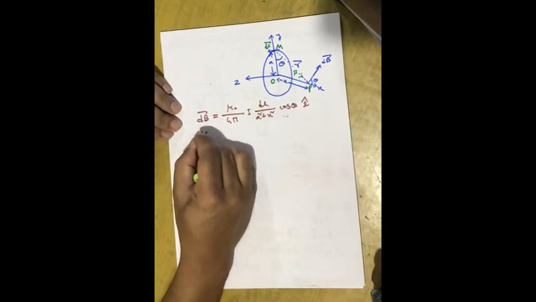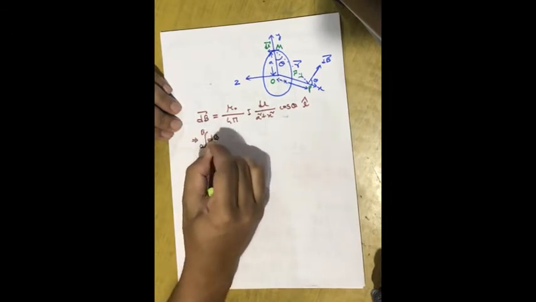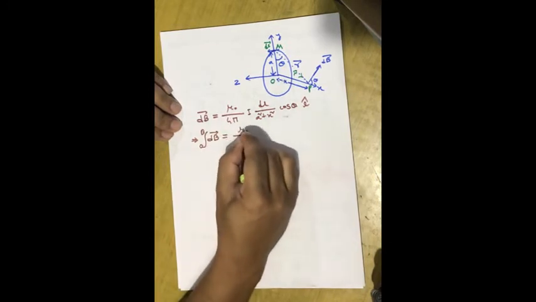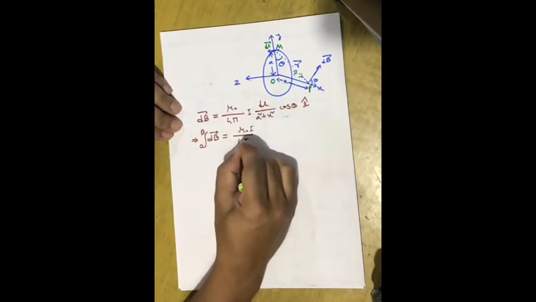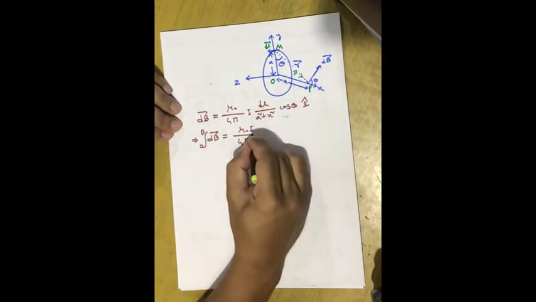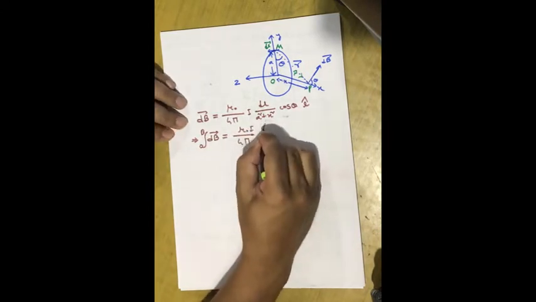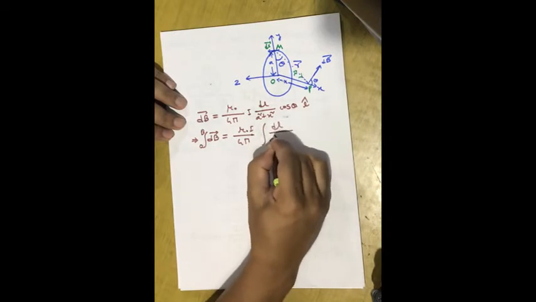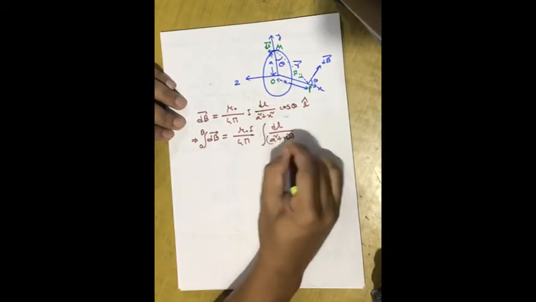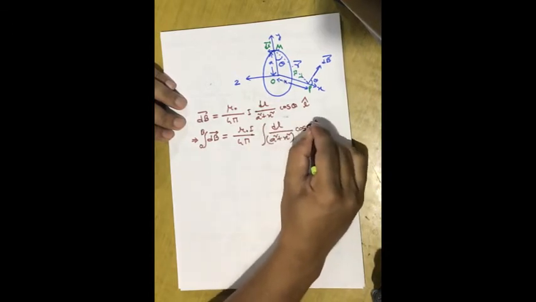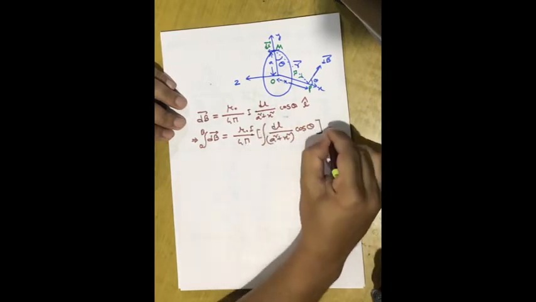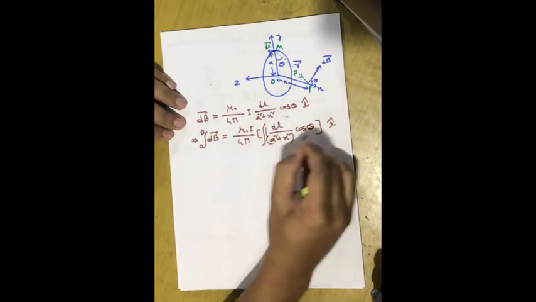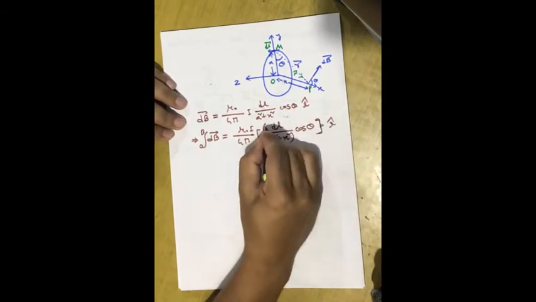So, integral from 0 to B of dB equals mu naught into I divided by 4 pi. This is a constant quantity, so let's put it like that: dl divided by a square plus x square, into cos theta. And its direction is i cap.